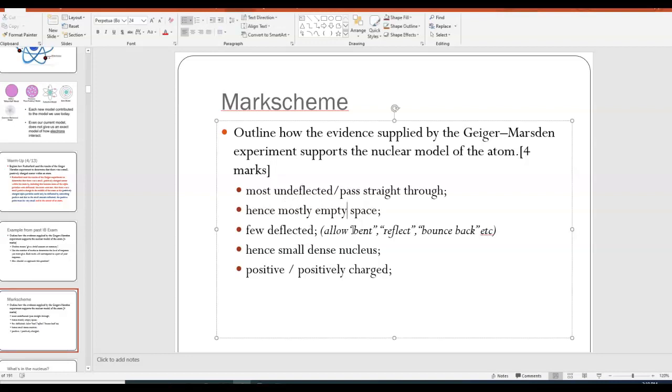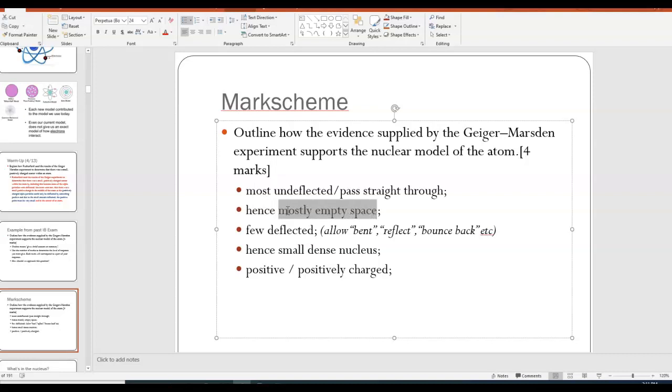Notice, by the way, there are 5 bullet points, and any 4 of these 5 would have given you full credit. The first bullet point says most undeflected, pass straight through. Obviously that is not a complete response, but it just tells the person grading the question what to look for. So your answer had to say something about the fact that most of the alpha particles went straight through the gold foil. Therefore, the second bullet point: most of the atom is empty space.